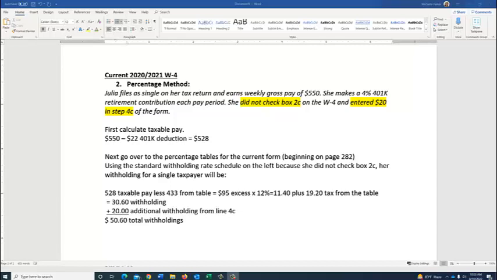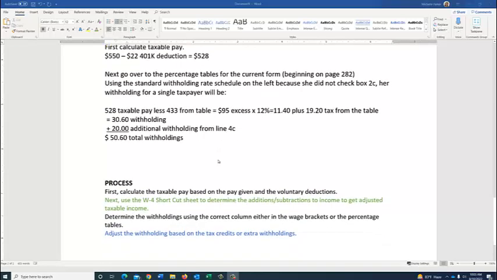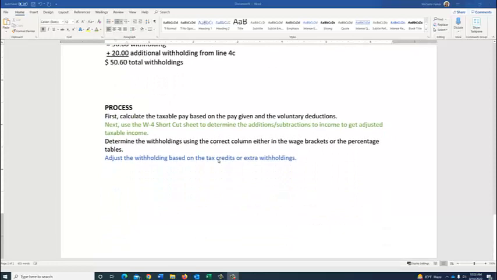I know it seems like there are a lot of steps to figuring the withholdings using the current form, but the key is to getting to know the steps in the process. So let's take a look at those. First, calculate your taxable pay based on the pay given and the voluntary deductions. So just take the gross pay and deduct out any 401k withholdings or flex and cafeteria withholdings.